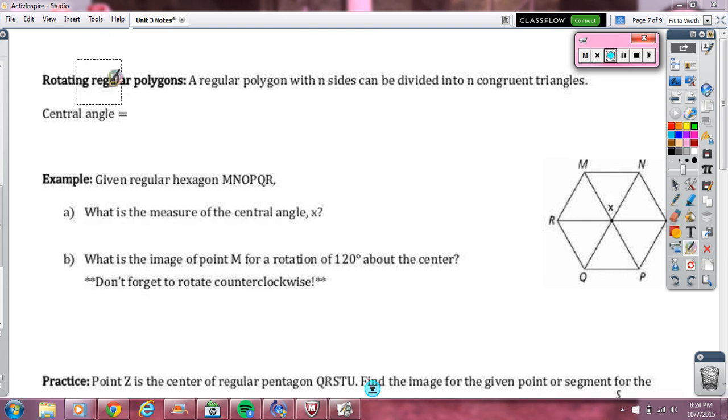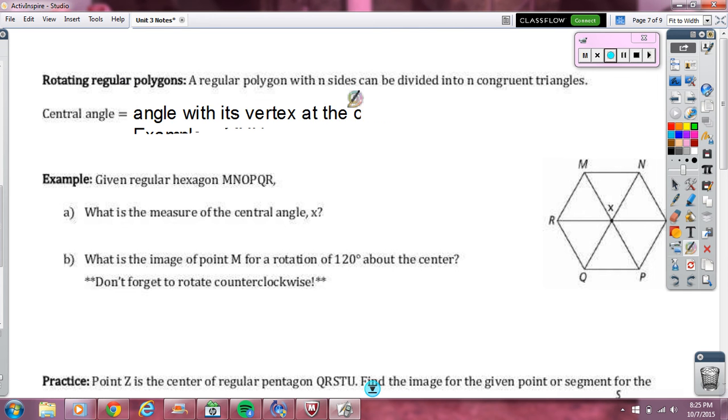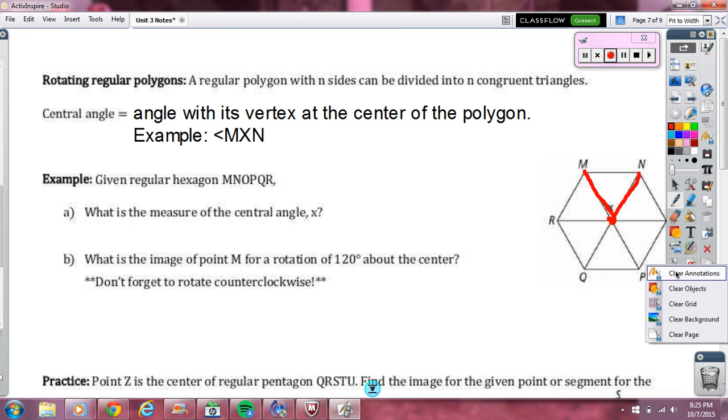When we're rotating regular polygons, an important thing to keep in mind is that you can divide a polygon, no matter how many sides it has, into a bunch of congruent triangles. The central angle in a polygon is an angle with the vertex at the center of the polygon. An example in this picture would be the angle MXN. Notice the vertex is right at the very middle of the polygon.